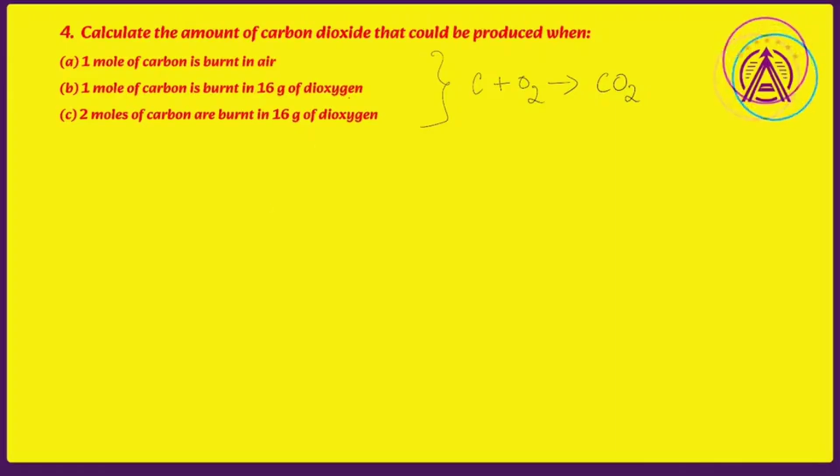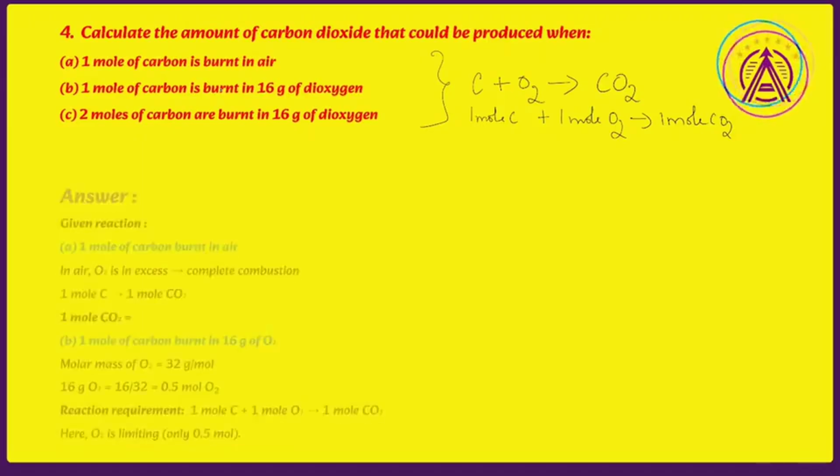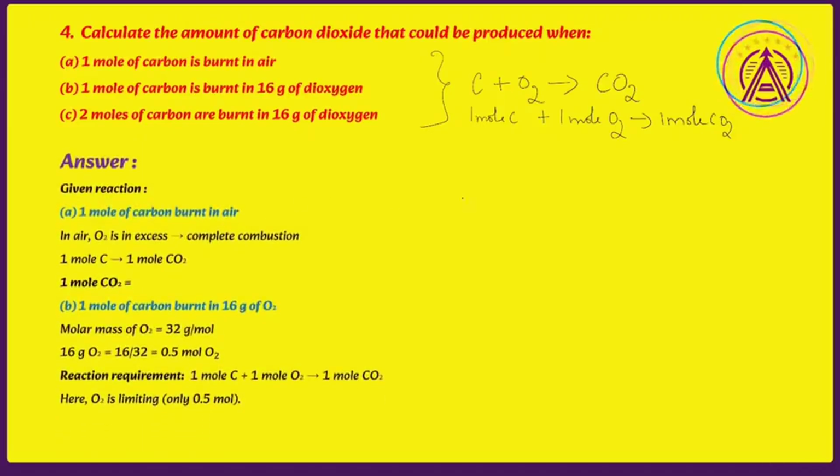Okay. Also, what information am I getting from this equation? 1 mole of carbon reacts with 1 mole of oxygen to give me 1 mole of carbon dioxide. Okay. So the very first question is easily answered over here itself. Calculate the amount of carbon dioxide which is produced when 1 mole of carbon is burnt. So when 1 mole of carbon is burnt, you end up getting 1 mole of carbon dioxide, correct?